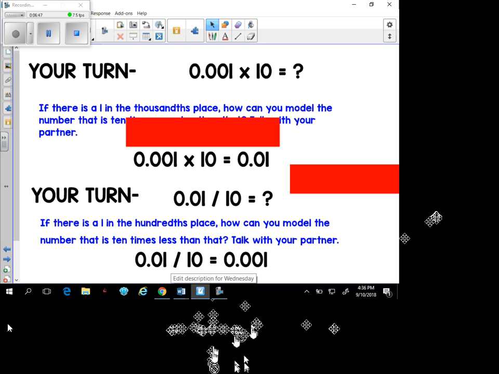1/100th divided by 10 is 1/1000th. So every time I'm dividing, I'm getting one digit to the right. Every time I'm multiplying, the number is moving one digit to the left. So what you're working on today is multiplying and dividing decimals by powers of 10.